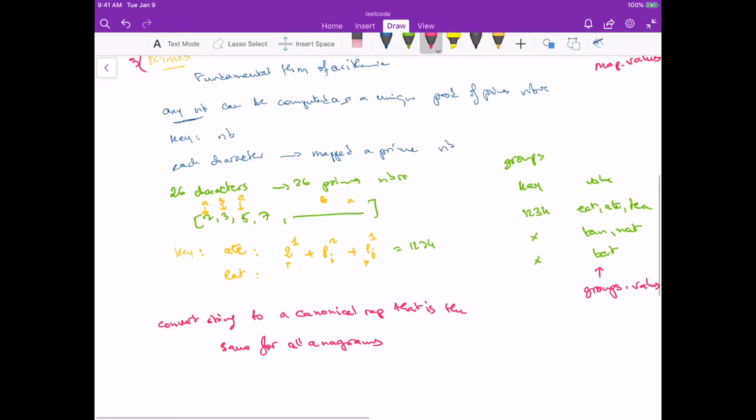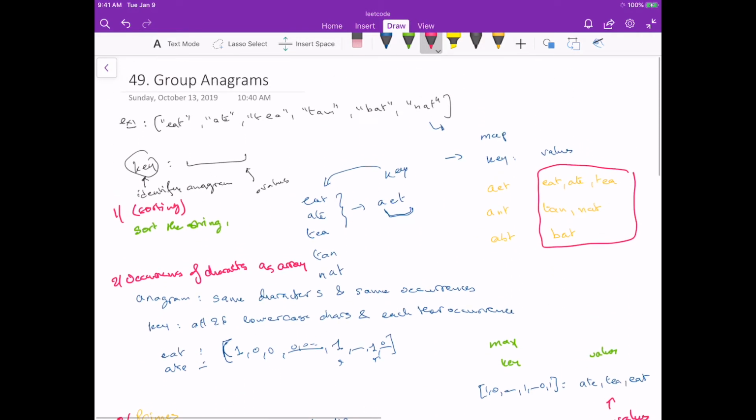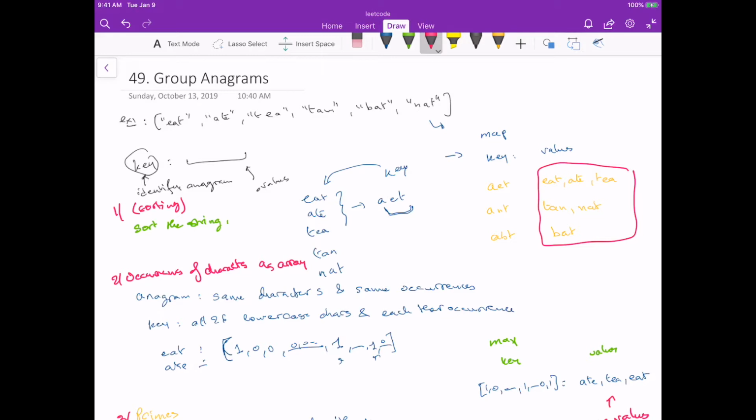Okay, so now that we have our ideas, let's look into implementing all these 3 solutions, code them up, and submit them. Okay, let's get to it.